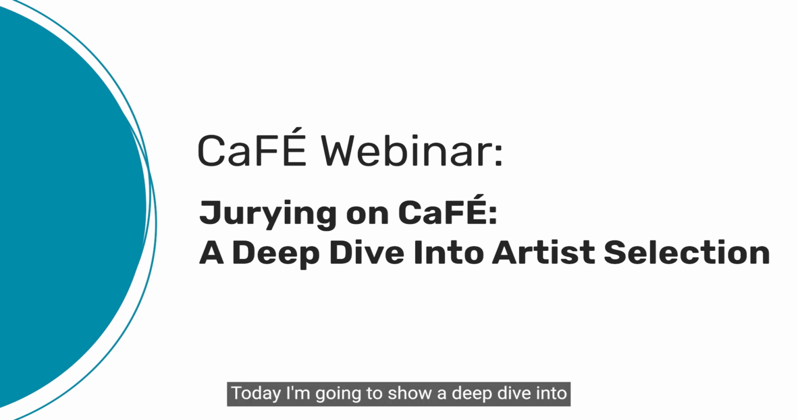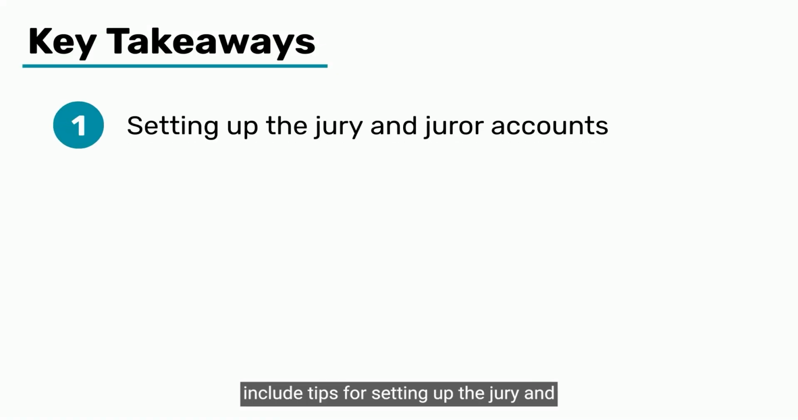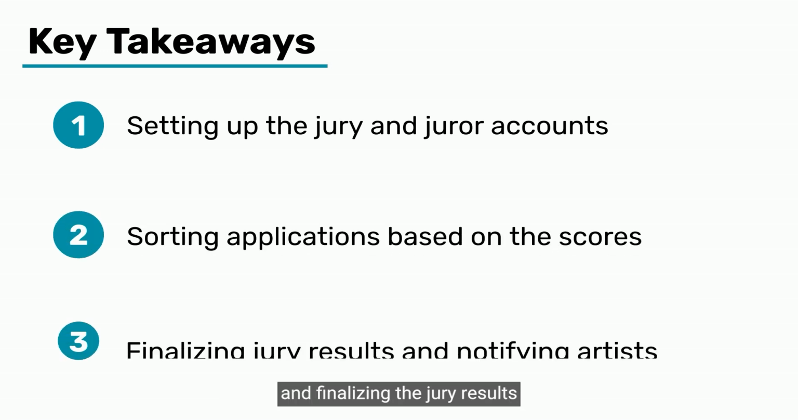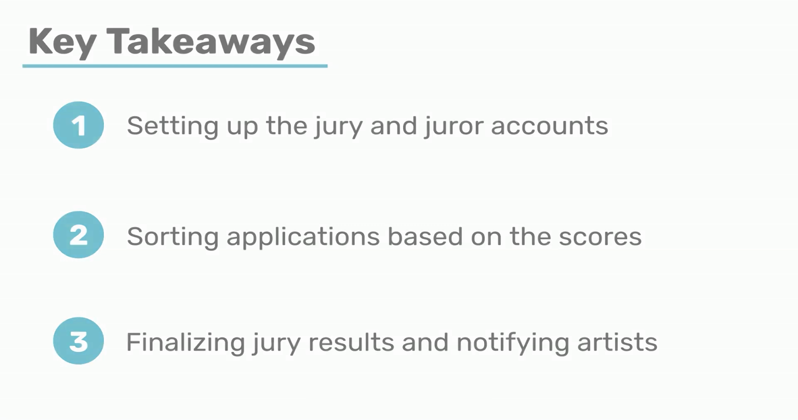Today I'm going to show a deep dive into how to select the artists for your jury process. I'll give a general overview of setting up your jury, but mainly I want to spend some extra time today talking about the sorting process and how to use the jurors' scores to move artists to the not invited and invited statuses. So I'm hopeful this will be a good review for many of you, but also provide some useful explanations for some of the more trickier parts. The key items that we'll cover today include tips for setting up the jury and juror accounts, sorting applications based on their scores, and finalizing the jury results and notifying artists.